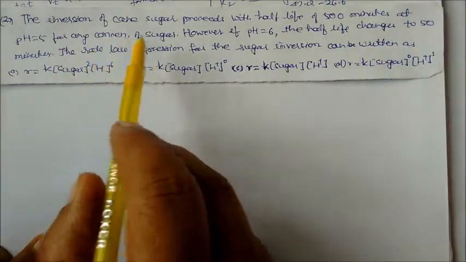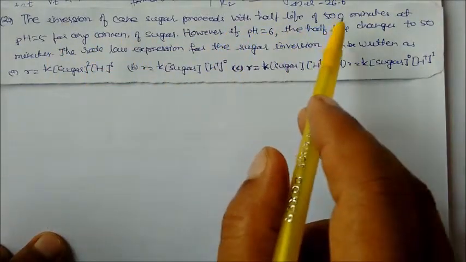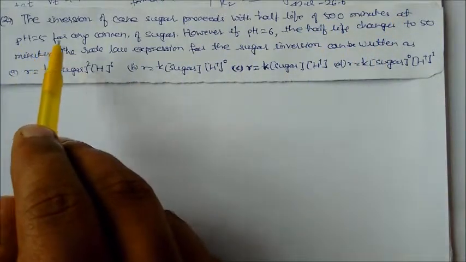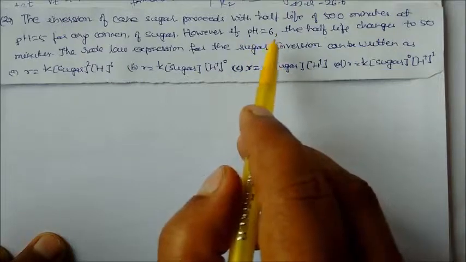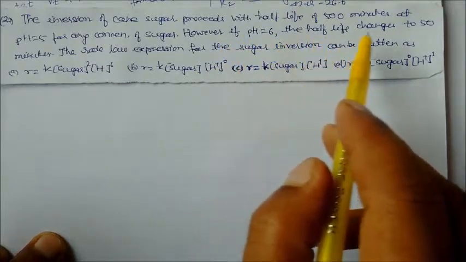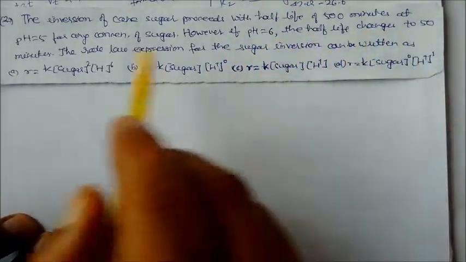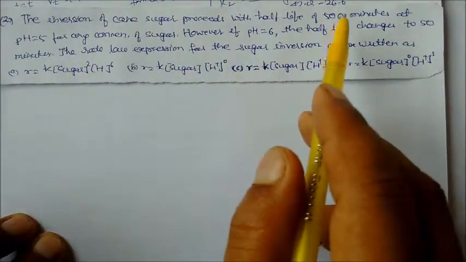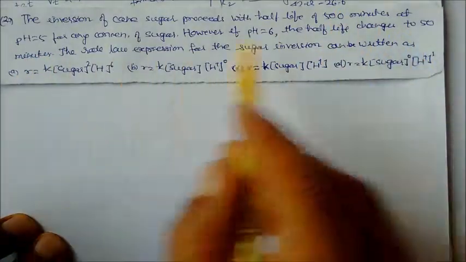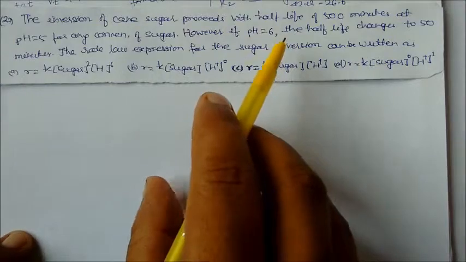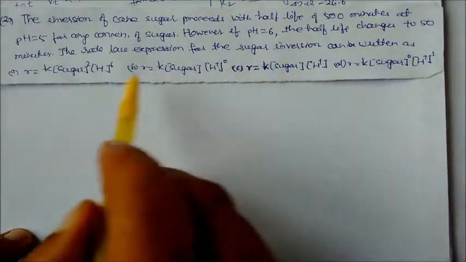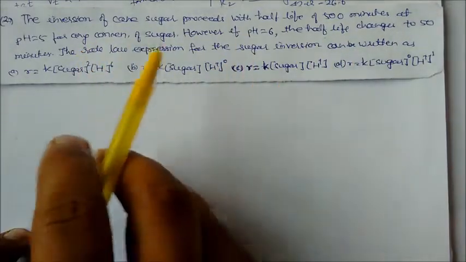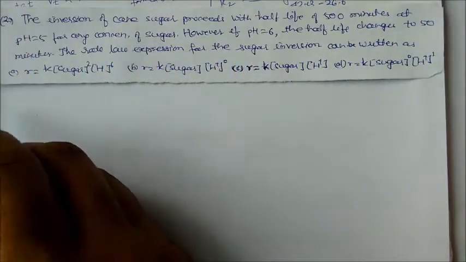The inversion of cane sugar proceeds with a half-life of 500 minutes at pH equal to 5 for any concentration of sugar. However, if pH is equal to 6, the half-life changes to 50 minutes. So for pH 5 the half-life is 500, for pH 6 the half-life is 50 minutes. Here we have been given equations, and we have to find out which rate law expression is correct.